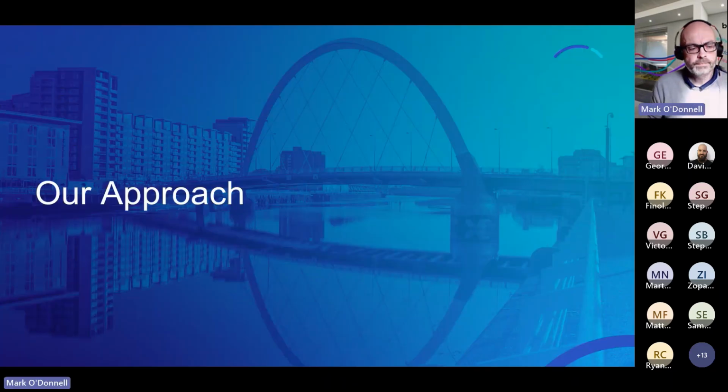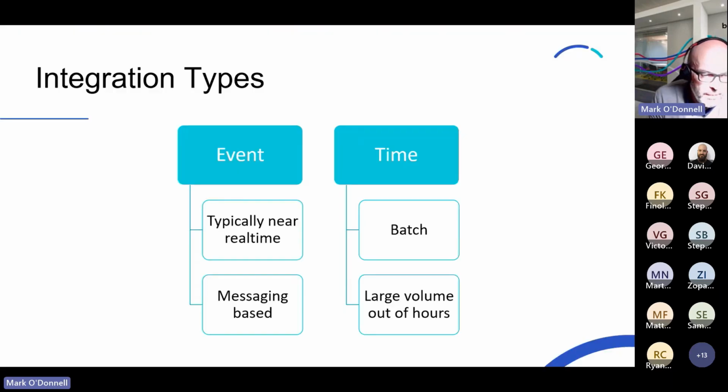So moving on, what's our approach? What did we take? What did we talk about and what did we see out there? So start to get a little bit more into the kind of system side of things. What approach would we take to integrating systems?